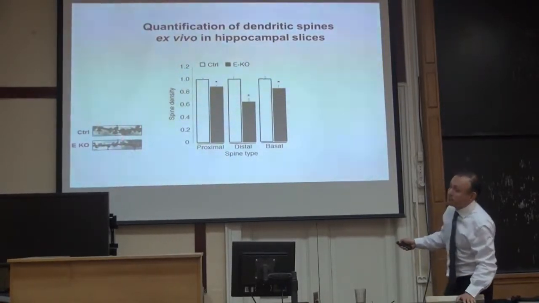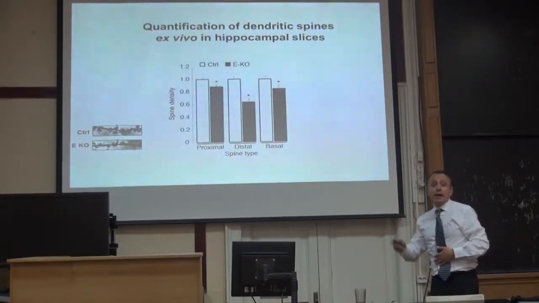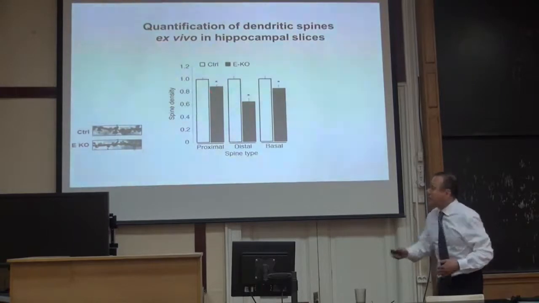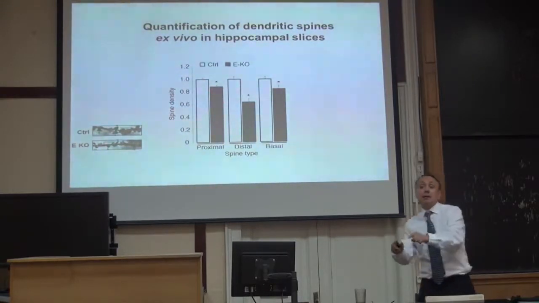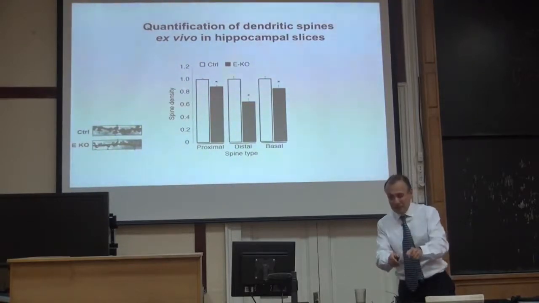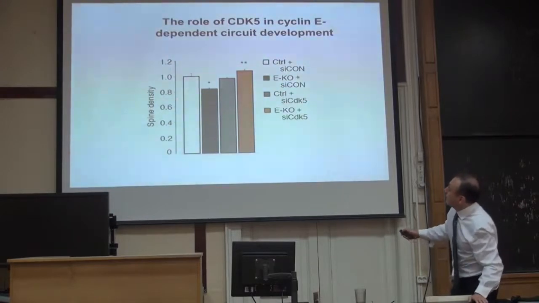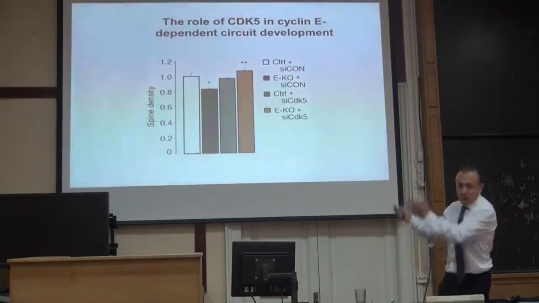So here we are looking at the number of dendritic spines in control and in knockout mice. These are three different areas of the hippocampus: control, knockout, control, knockout. So this is lower. And now we're going to knock out cyclin E, as here, but at the same time electroporate the same neuron with siRNA against CDK5. So we're going to bring down CDK5 and see whether we can rescue this phenotype. And sure enough we can. This is control. We knock out cyclin E, and now we knock out cyclin E and knock down CDK5, and we can bring it back.